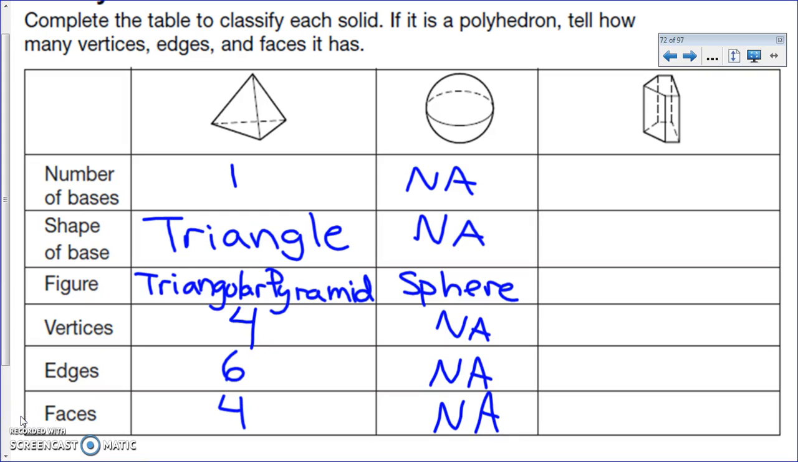The third shape, we can tell it is a polyhedron. So the first thing we look at, does it have 2 sides that are parallel and congruent? Yes, it does. It's actually sitting on one of them, so it's sitting on the base. So we have 2 bases, and the shape of a base is a pentagon. So that gives us a pentagonal prism.